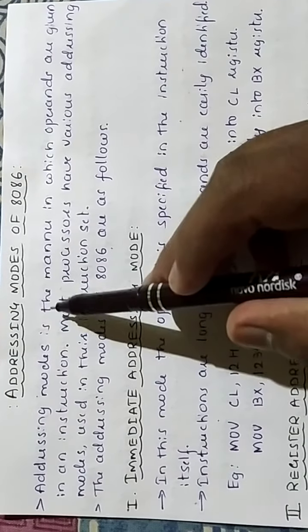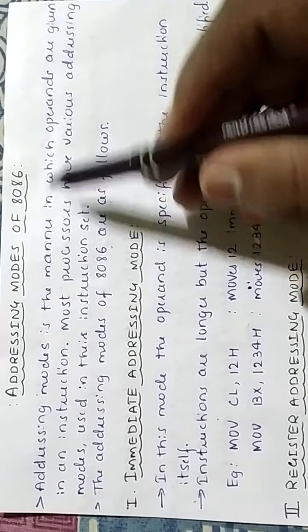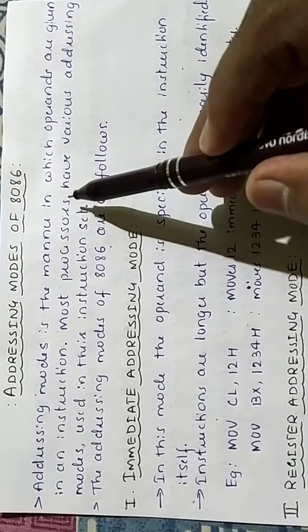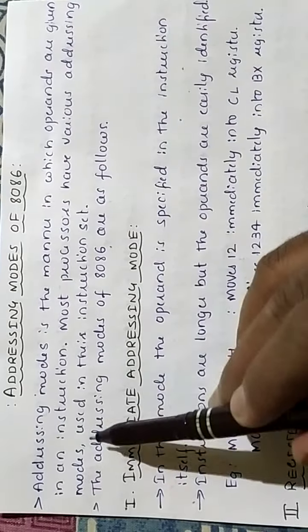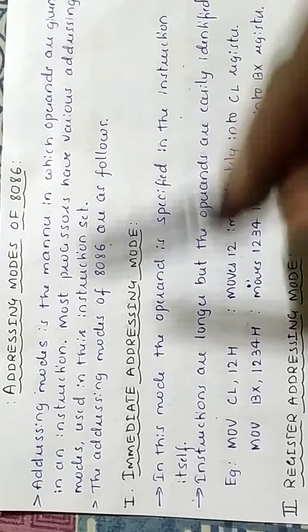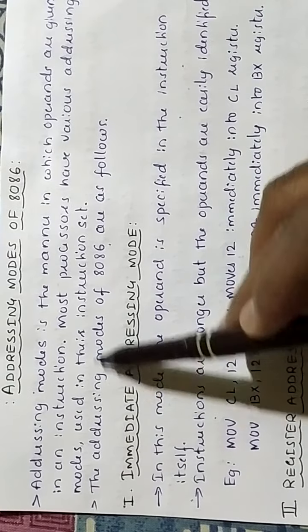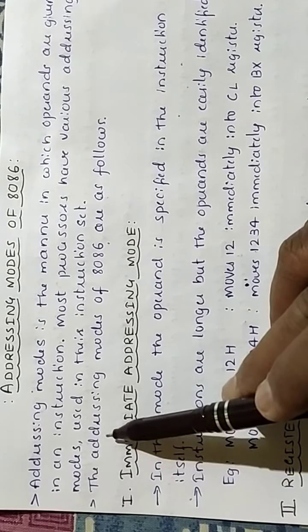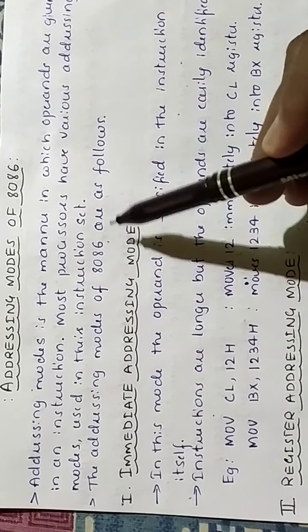Now we are studying addressing modes of the 8086 processor. Addressing modes are nothing but the manner in which the operands are given in an instruction. Most processors have various types of addressing modes used in their instruction set. Some of the 8086 processor addressing modes are as follows.